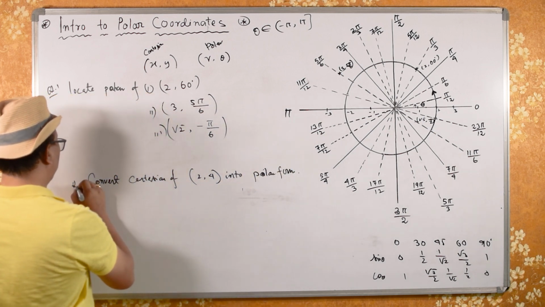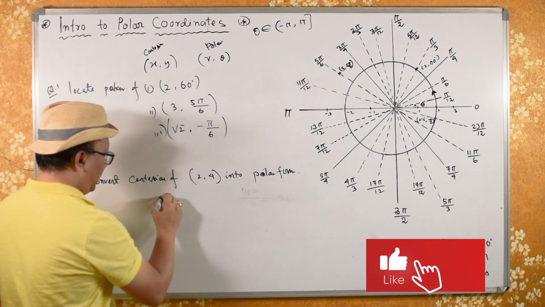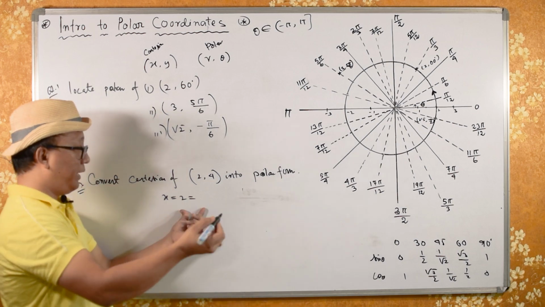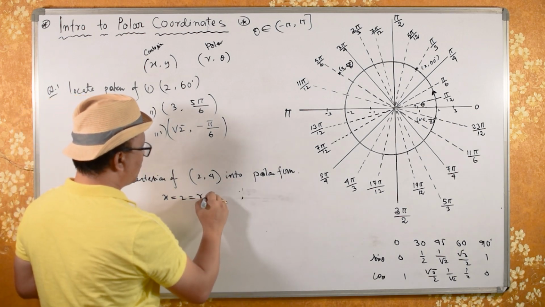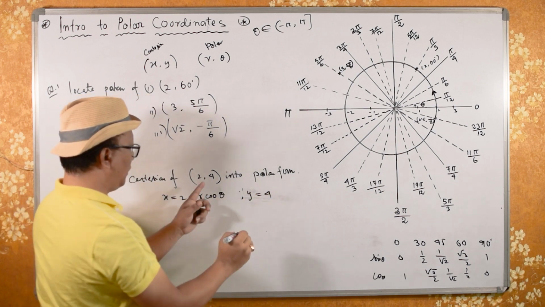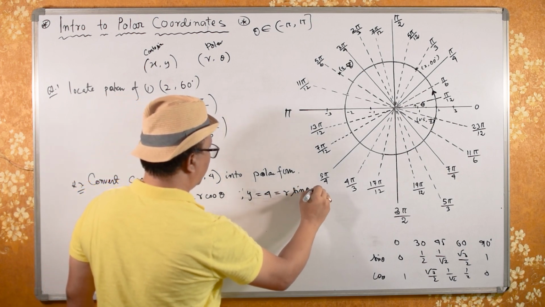Let's see. Okay, now question 2. Here x equals 2, and y equals 4. We have x = r cos θ, and y is 4 = r sin θ.